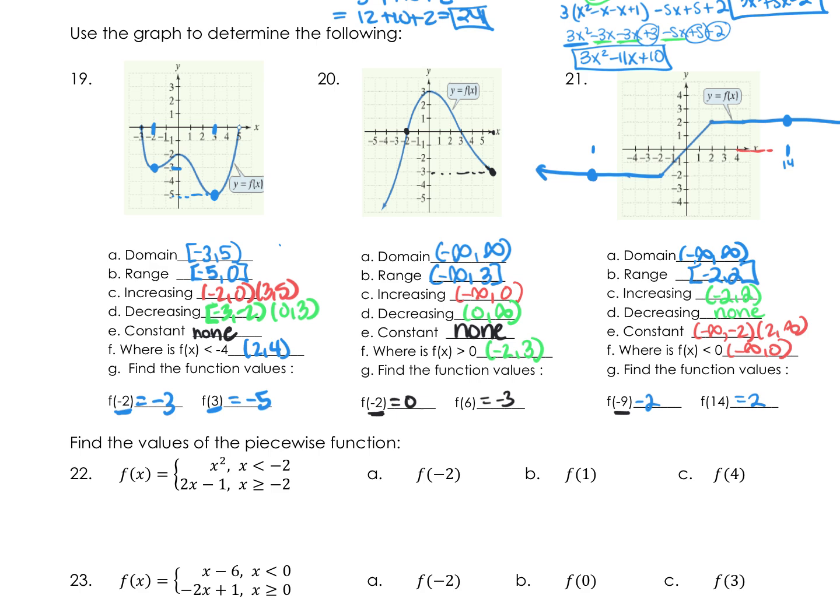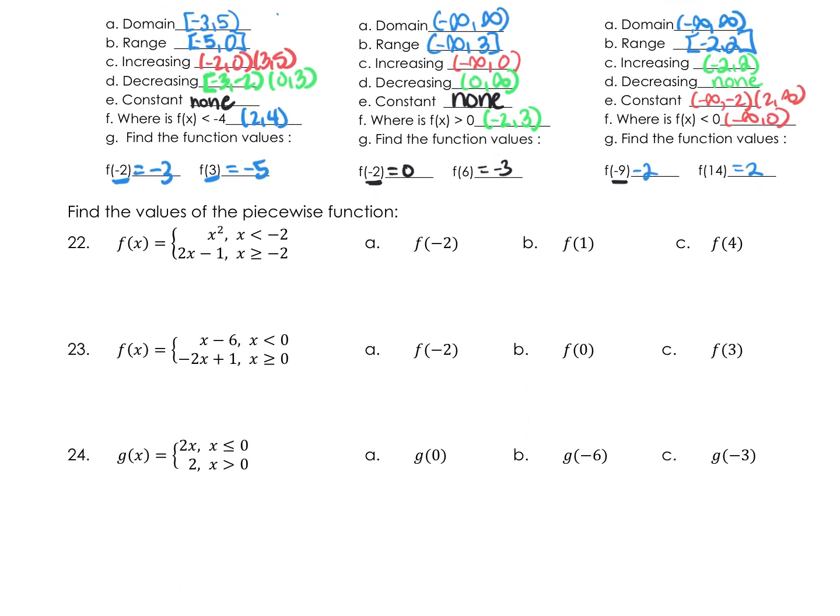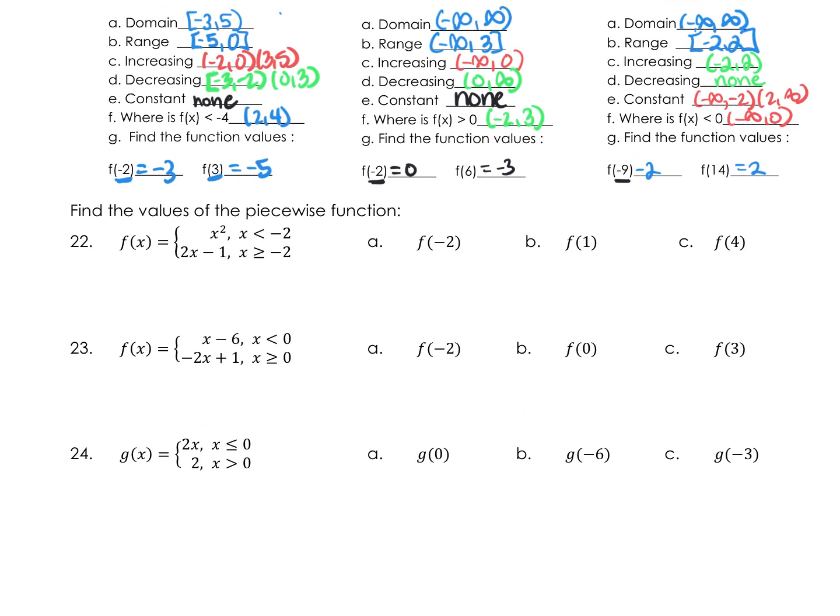All right, and lastly, let's do a couple of piecewise function examples. Remember, for piecewise functions, you need to use this part here to decide which of those functions you're going to plug your x value into. So for example, when x is -2, that is equal to -2, and this bottom one says x is greater than or equal to -2. So we'll use the bottom function. So we'll plug -2 in for x in the bottom function. So this will be -4 minus 1, which is -5.